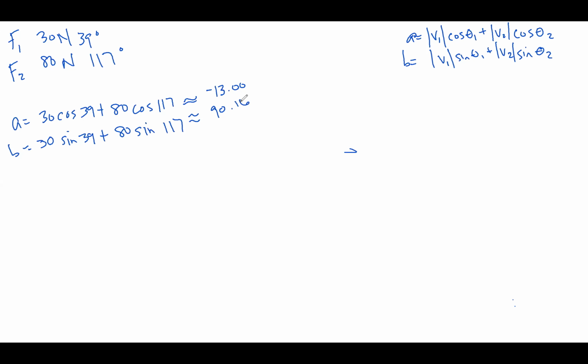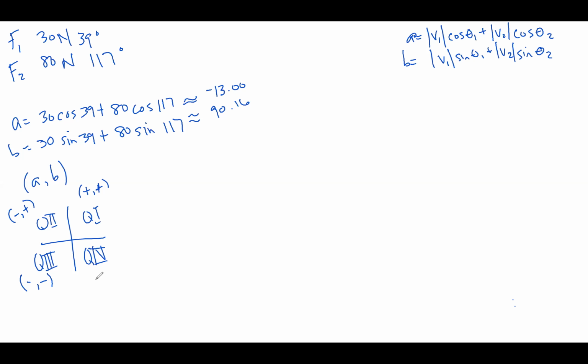If you look at A and B as a point where A is your X value and B is the Y value, then depending on where this point is on the coordinate plane, remember this is quadrant 1, quadrant 2, quadrant 3, and quadrant 4. In quadrant 1, both of them would be positive. In quadrant 2, A would be negative and B would be positive, which I think is what we have. Quadrant 3 would be both negative, and in quadrant 4, A would be positive and B would be negative.